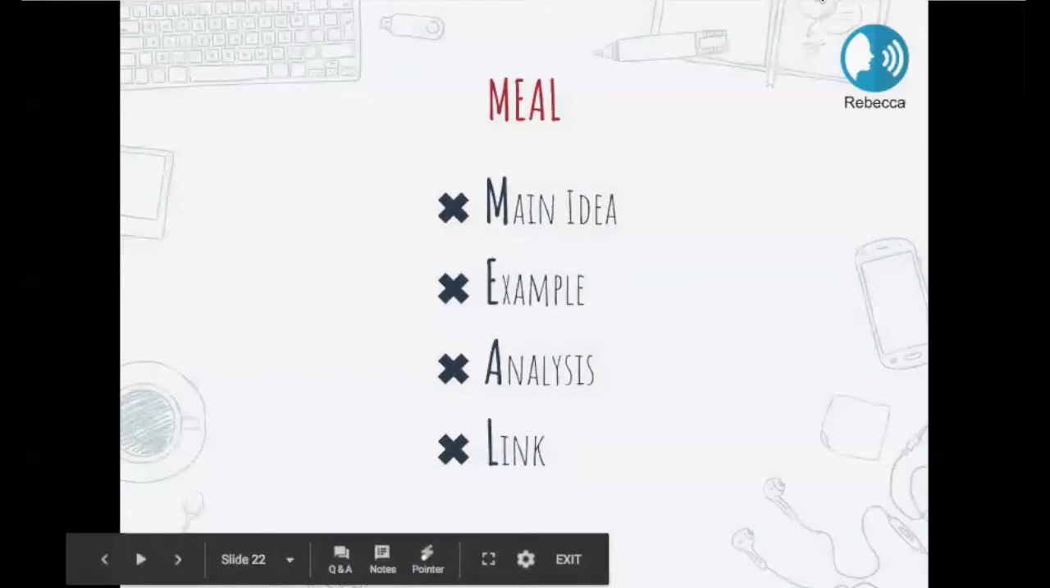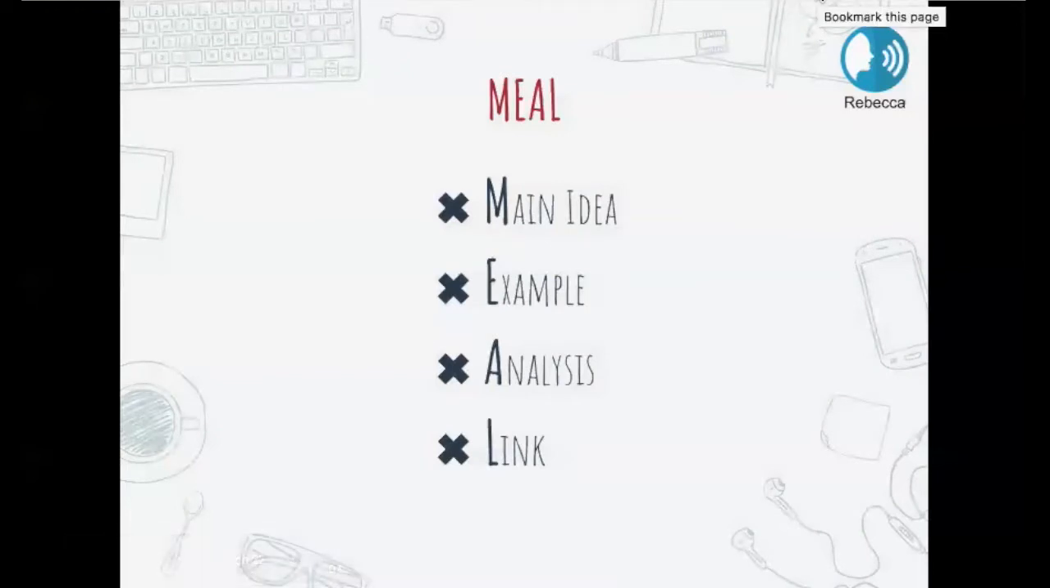So MEAL is an acronym which stands for the main idea, example, analysis, and link. And MEAL is, like I said, a guideline that you can use if you ever have difficulty constructing a body paragraph, but each body paragraph in your paper should be like a meal. So the main idea would be the topic sentence, right? The first thing that your reader or your professor will look at for each body paragraph, and they will assume that based on that sentence, that's what the paragraph is going to talk about.